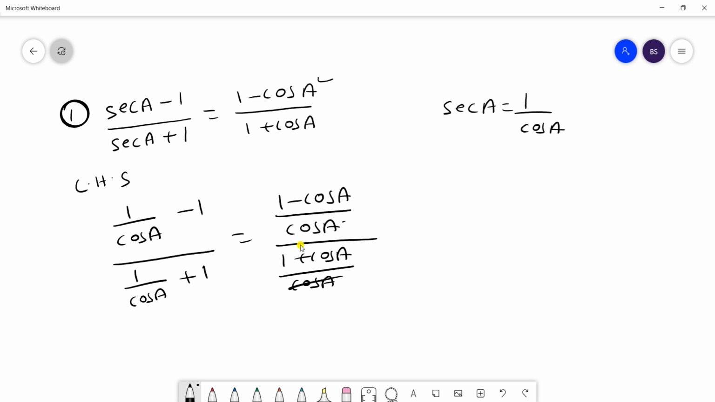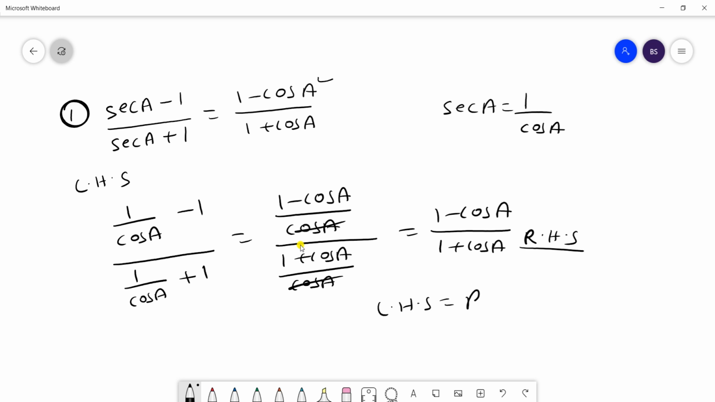So this and this get cancelled here, and this is (1 minus cos a) divide by (1 plus cos a). So we have done, we got the RHS. So here we have proved, LHS is equal to RHS. So we have done this question. Next 2-3 questions we will see in the same pattern. So we'll go to the next question.